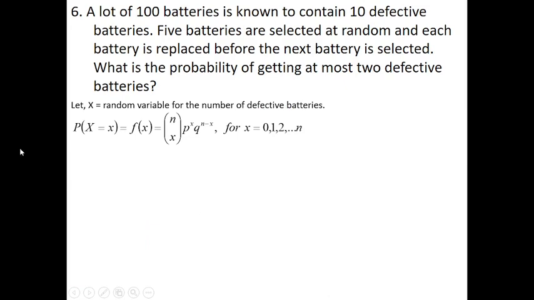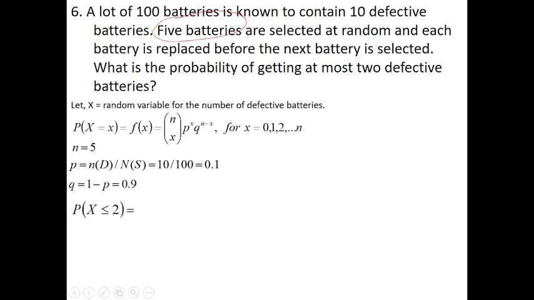So, here's the equation for binomial distribution. Okay, we have 5 batteries. We are to consider 5 batteries. This is what I said earlier, 10 over 100, 0.10, so 0.9 is Q.